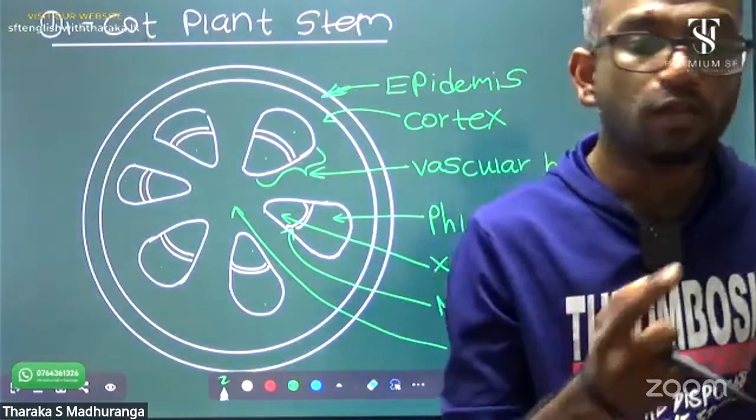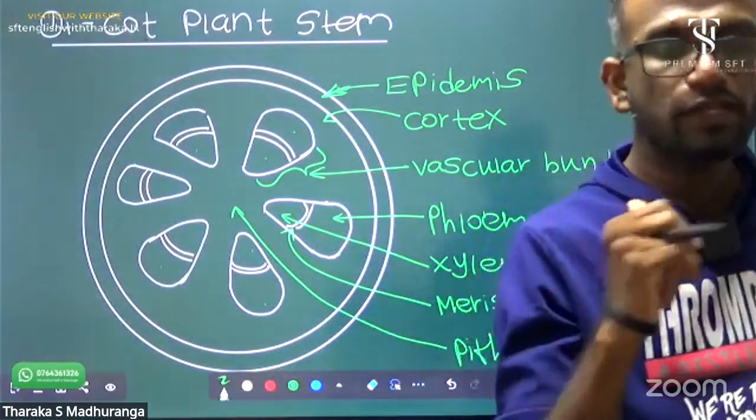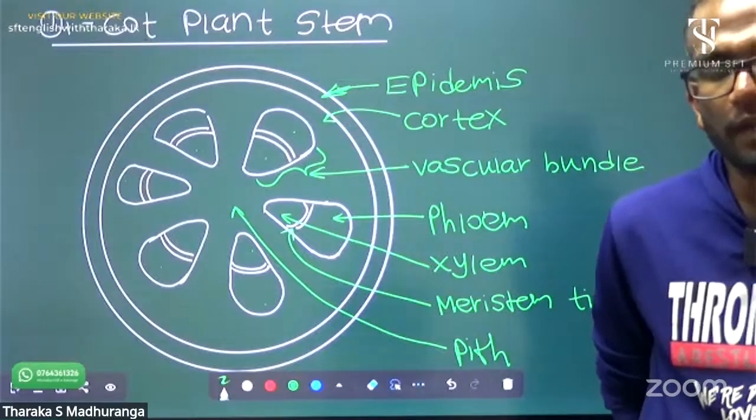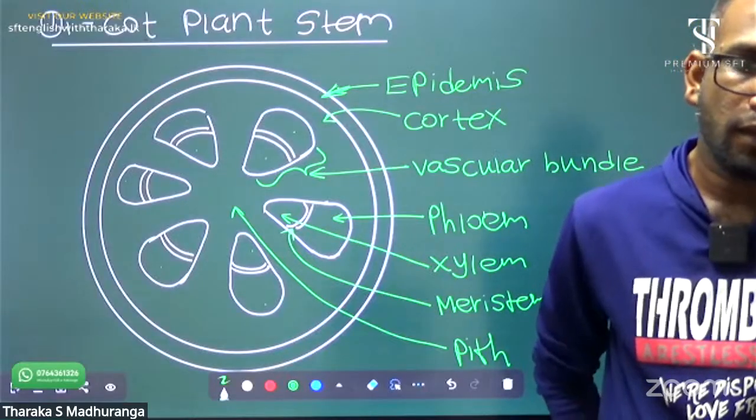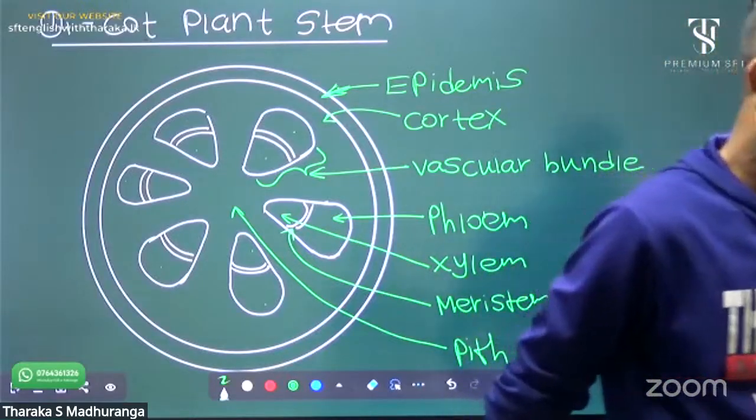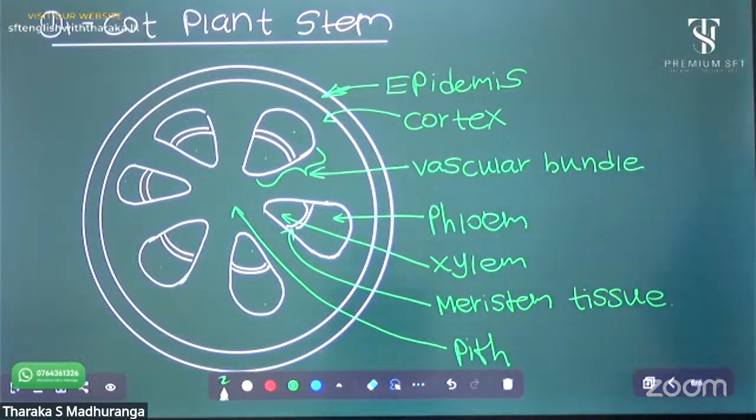But monocotyledon is not like that. Clearly draw this. That is a dicotyledon plant stem.